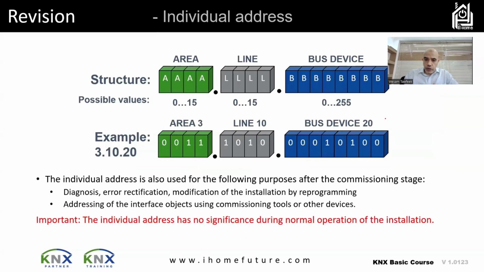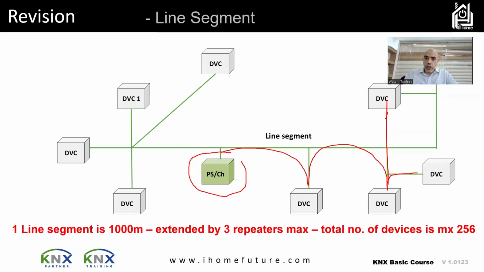Fine. However, this is not enough. You've seen already in the basic course, and we'll talk more about this in the advanced course, that I can connect lines together. So I can put up to 15 lines together to reach an area. Call it an area. So an area is 15 lines together. And I can connect up to 15 areas together. And I do this connection via the line coupler.